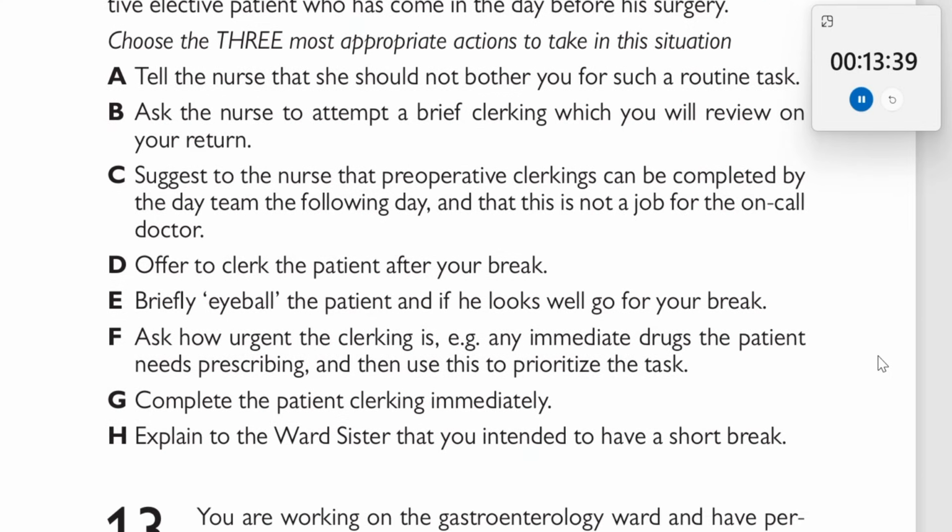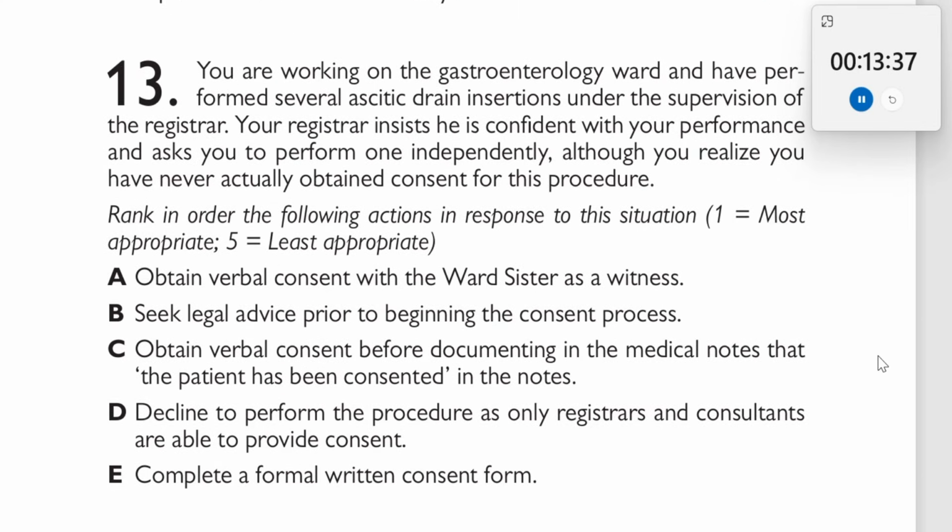Okay, moving to the next, which is 43. You're working on the gastroenterology ward and have performed several ascitic drain insertions under the supervision of the registrar. The registrar insists that he is confident with your performance and asks you to perform one independently, although you realize you have never actually obtained consent for this procedure.